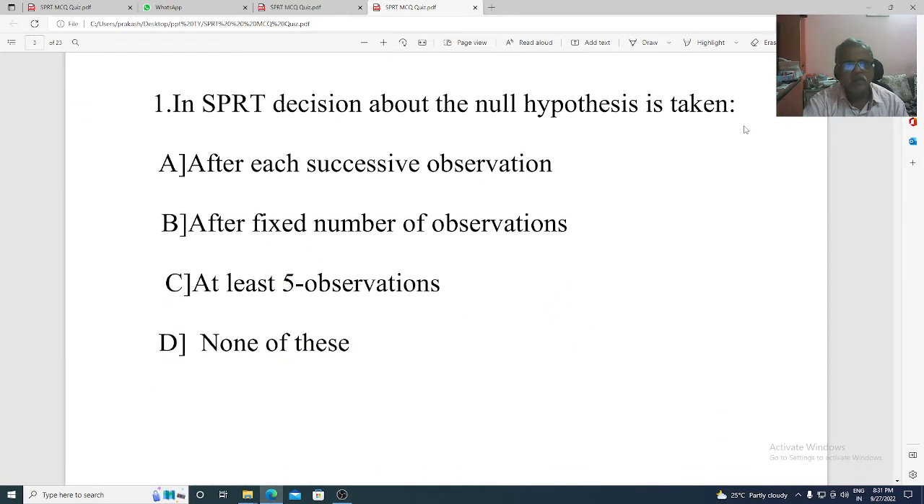Question 1. In SPRT, decision about the null hypothesis is taken. Option A. After each successive observation. Option B. After fixed number of observations. Option C. At least 5 observations. Option D. None of these. The correct option is A. After each successive observation.